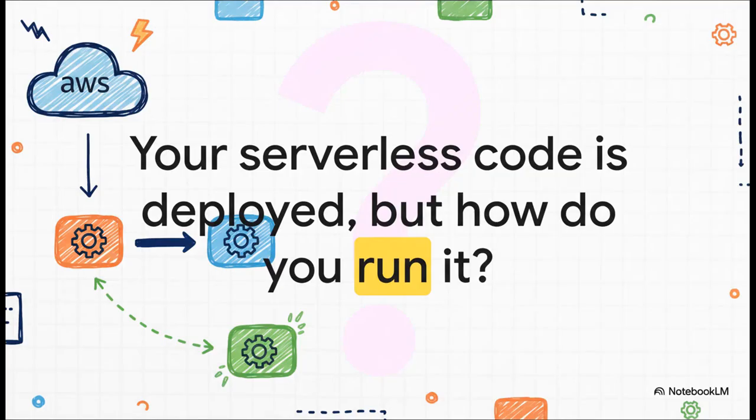I mean, think about it. Your code is just sitting there waiting. It's this little bundle of potential, but it can't do anything by itself. It needs a kick, a trigger, some kind of signal to get started. So how do we give it that signal? How do we tell our code, hey, it's go time?